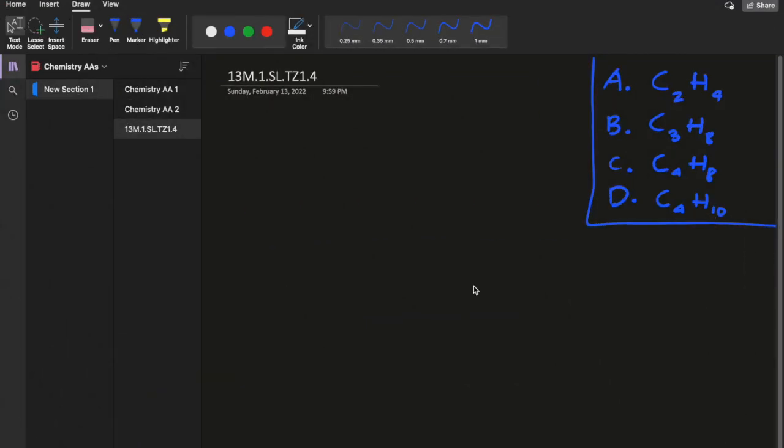For the final question, the question code's right here. It says when 50 centimeters cubed of a hydrocarbon CxHy was burned in excess oxygen, 200 centimeters cubed of carbon dioxide and 250 centimeters cubed of steam were produced. All volumes were measured under the same conditions. What is the molecular formula of the hydrocarbon?